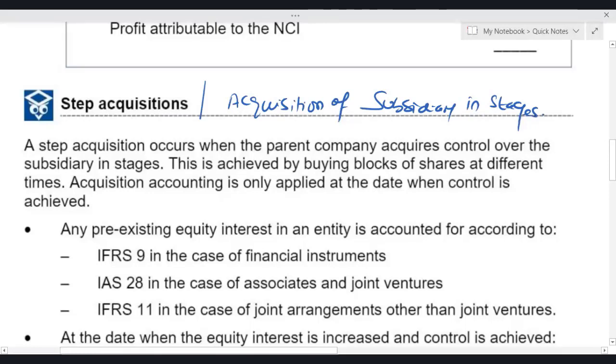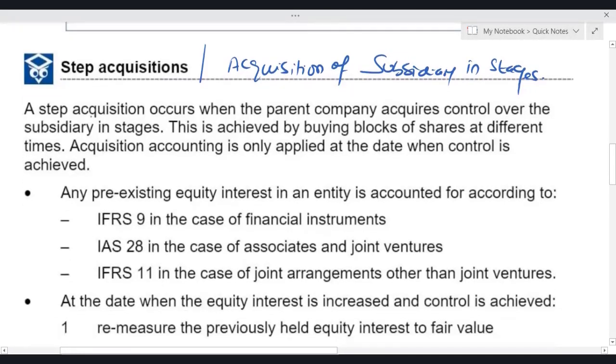So what are the possibilities? Look at this. A step acquisition occurs when the parent company acquires control over the subsidiary in stages. This is achieved by buying blocks of shares at different times. Acquisition accounting is only applied at the date when the control is achieved. Any pre-existing equity interest is accounted for in accordance with, there's a possibility, IFRS 9.